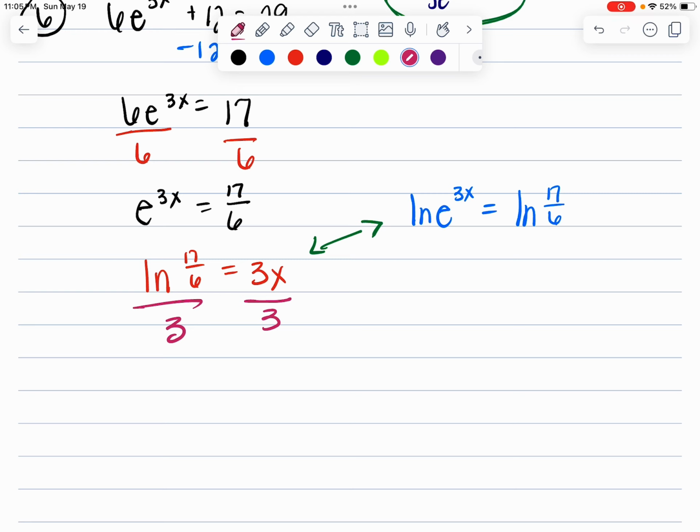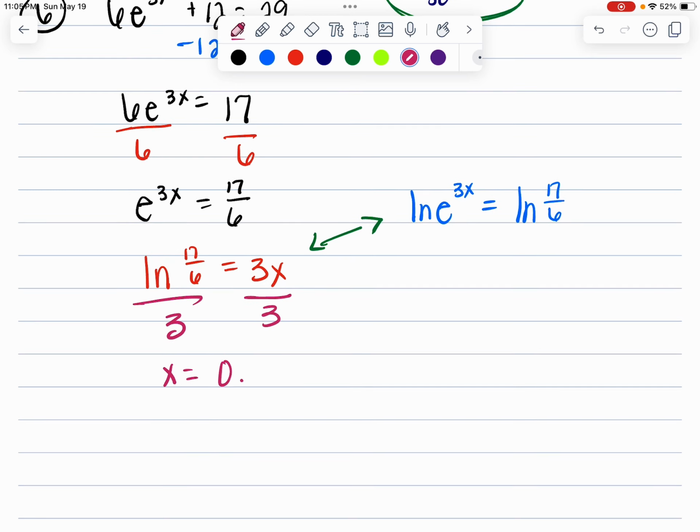And I get, what does it say to round to? It does not say what to round to. So I'm going to round it to like 3 decimal places. 0.347 is what you get there for number 6.